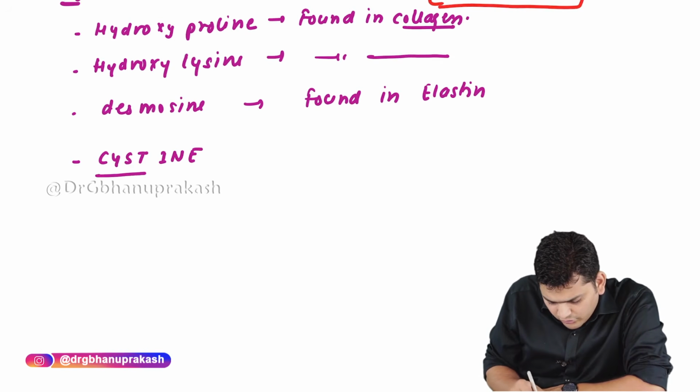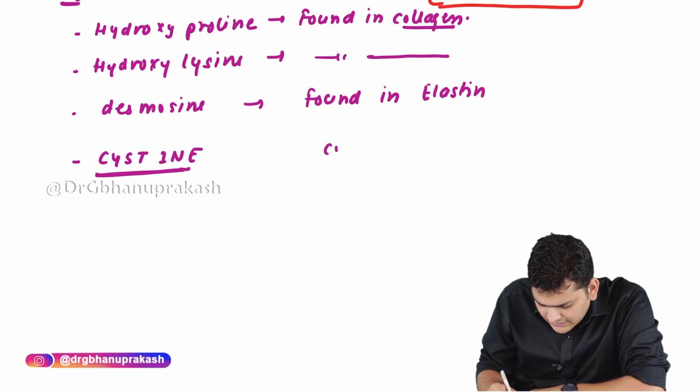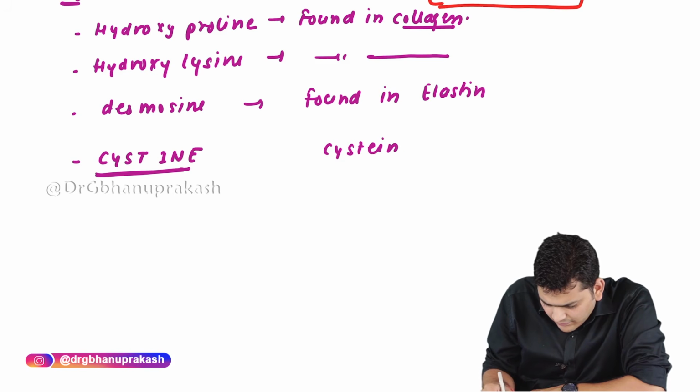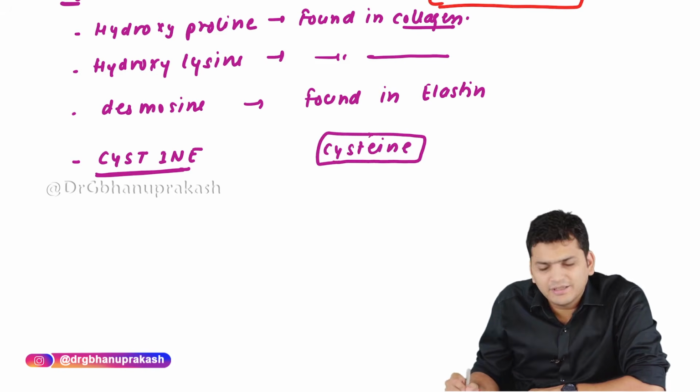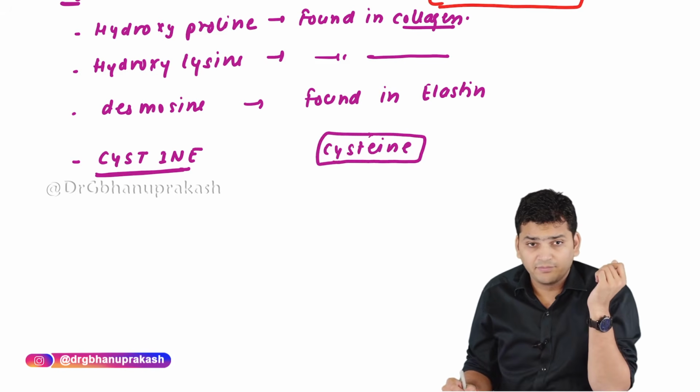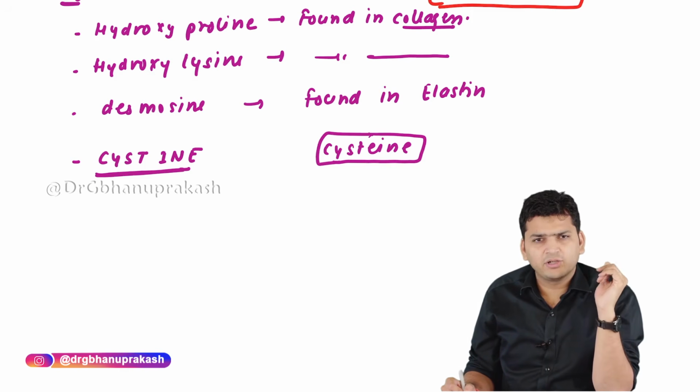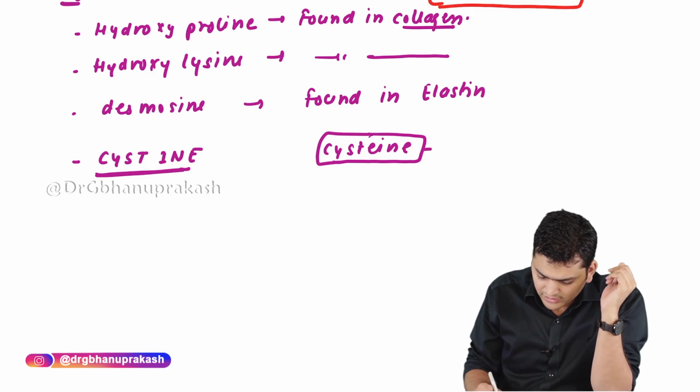The cystine molecule should not be confused with cysteine. Cysteine we have discussed earlier. What is cysteine? Cysteine is a sulfur containing amino acid. So what is cystine and what is cysteine? What is the difference between them? So we know that cysteine is a sulfur containing amino acid.